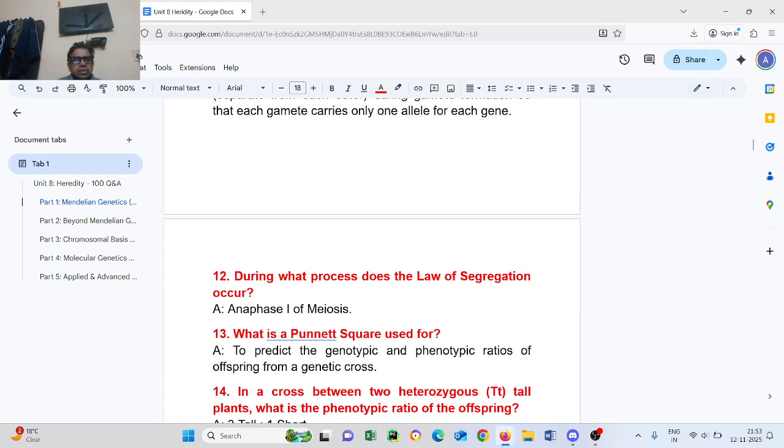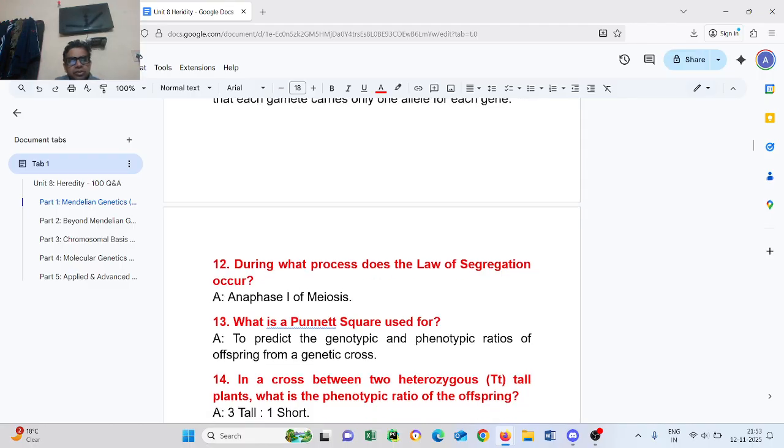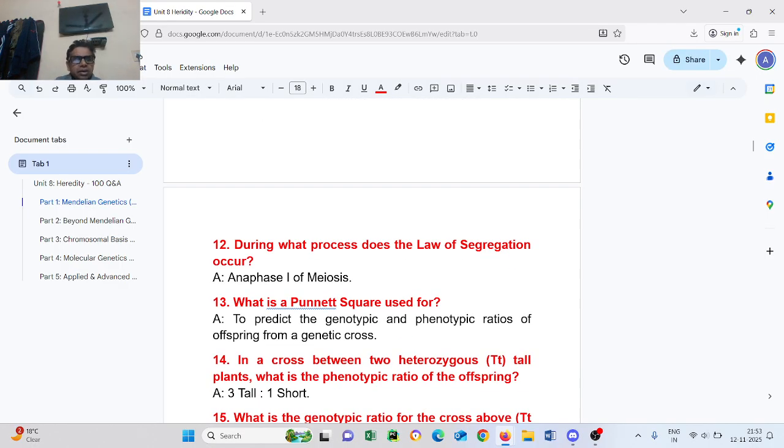Question number 12. During what process does the law of segregation occur? Anaphase 1 of meiosis. What is a Punnett square used for? To predict the genotype and phenotype ratio of the offspring from a genetic cross.